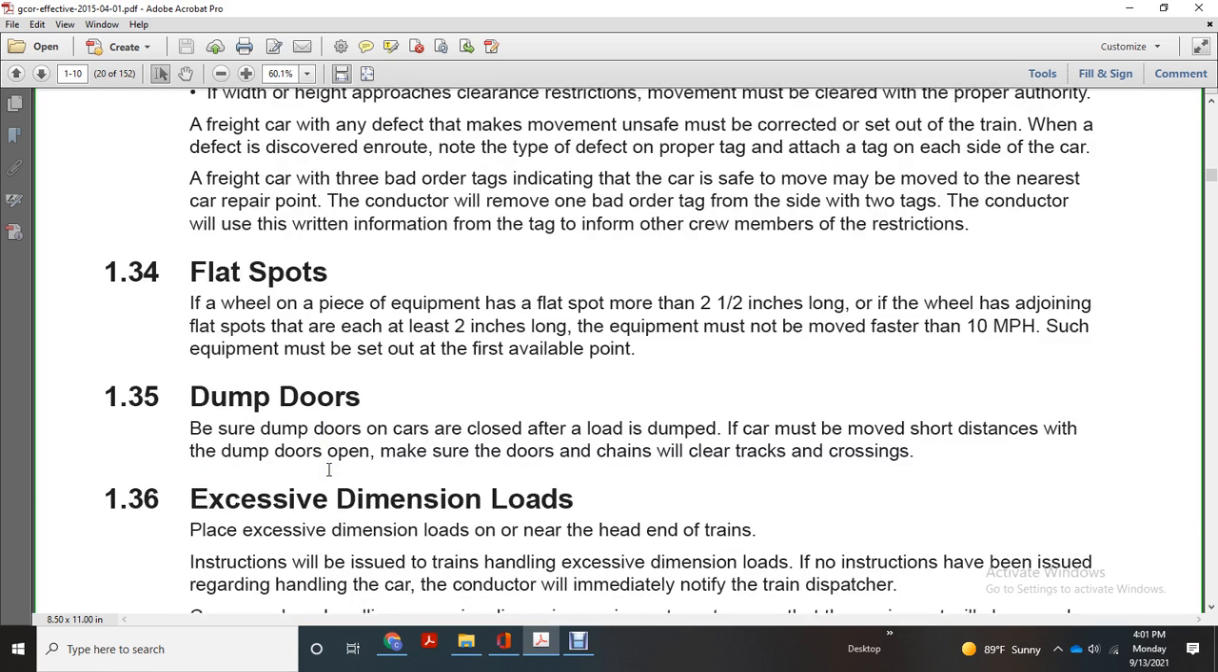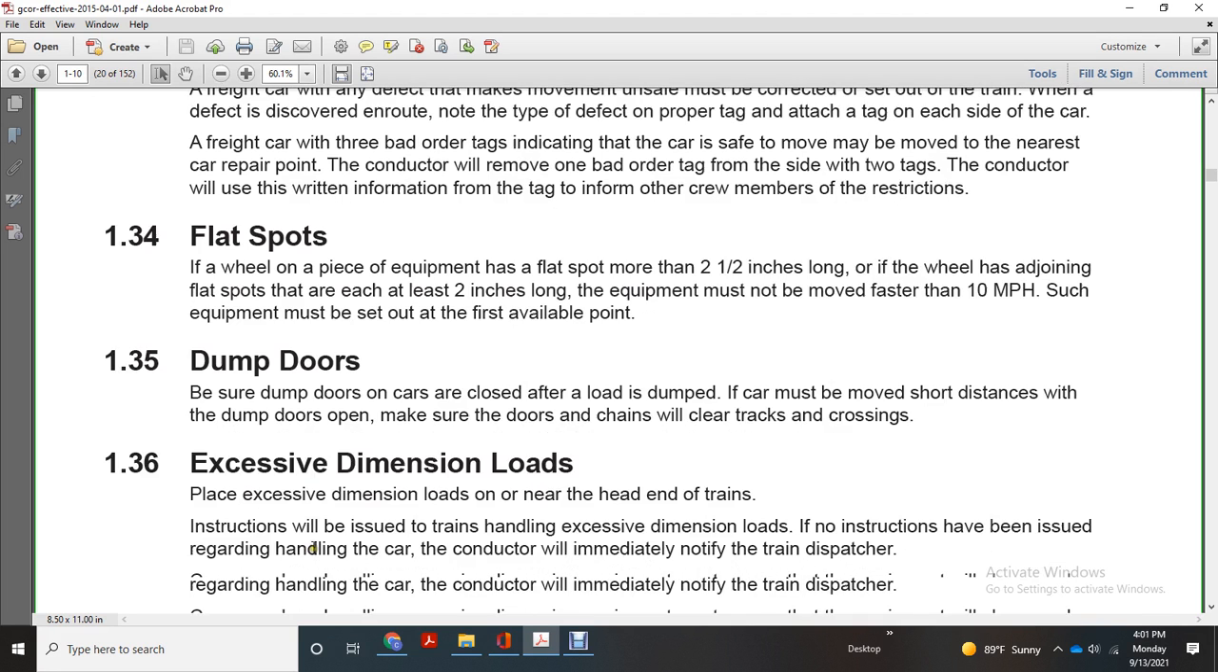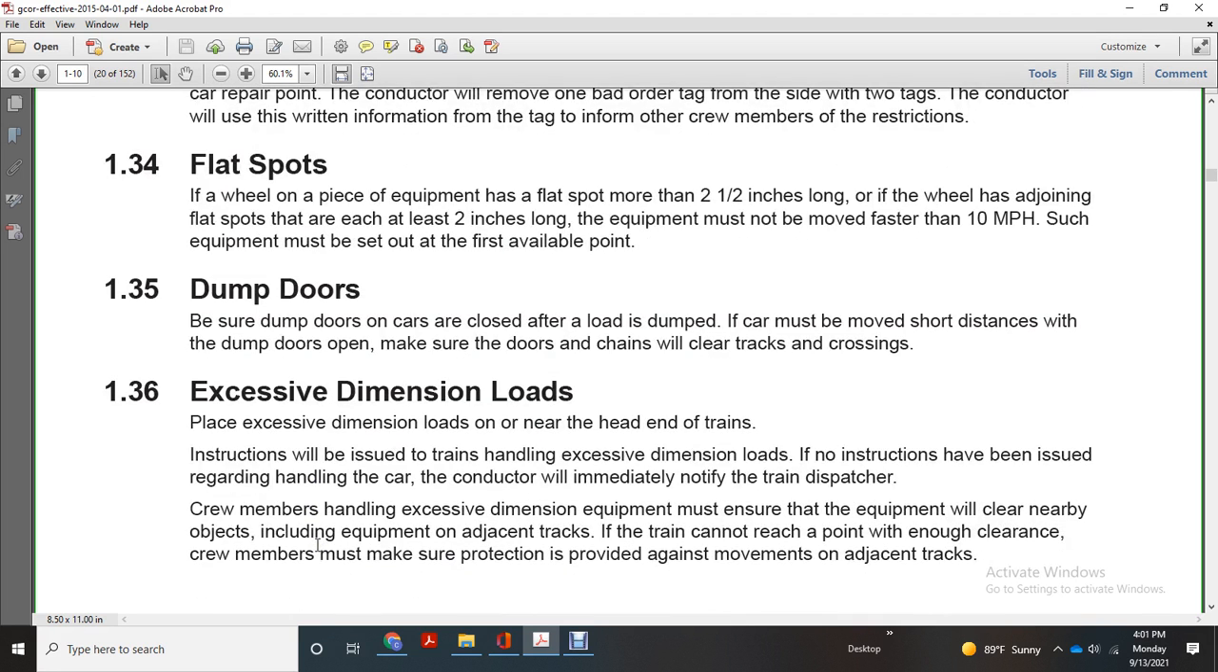Dump doors. Be sure the dump doors on the cars are closed after loading. The dump is dumped after the car is moved a short distance with the dump doors open to make sure the doors and chains are clear of the tracks of the crossing. Excessive dimension and load.